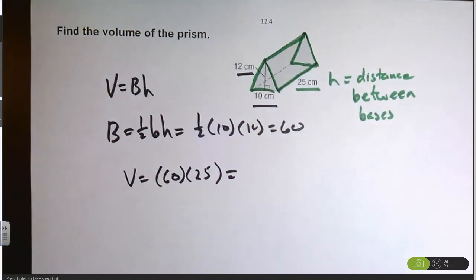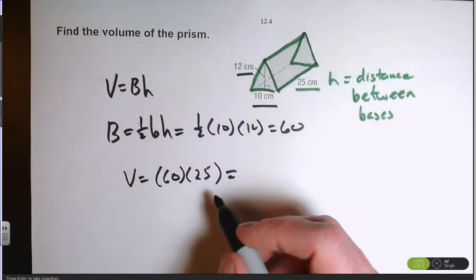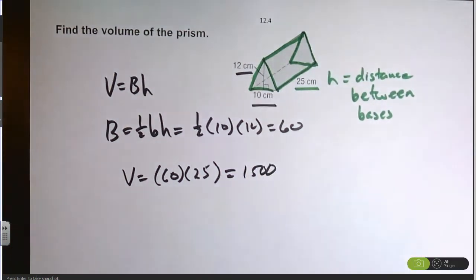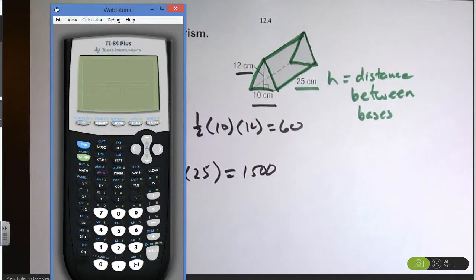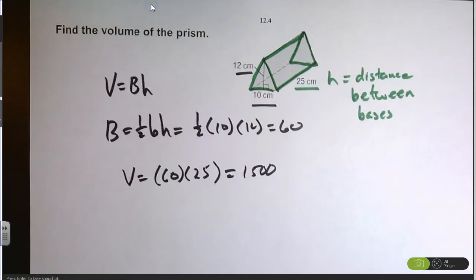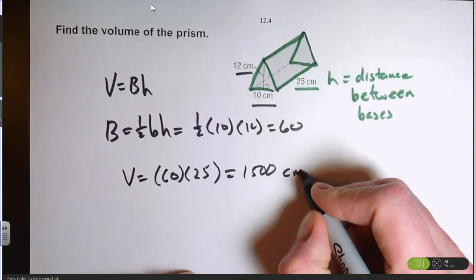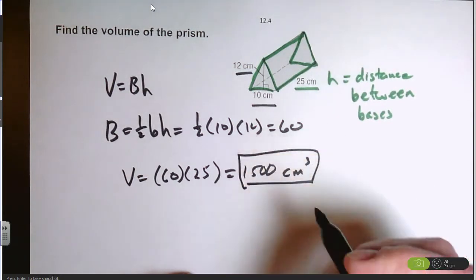25 times 60. I think 1500. Does that seem right? I'll get my calculator out here. 60, 25. Yeah, 1500. So 1500 cubic centimeters. There we go.